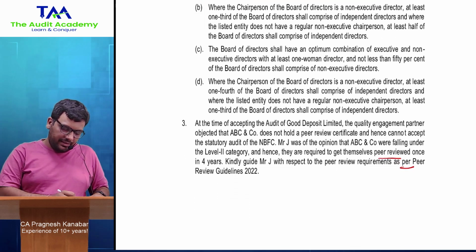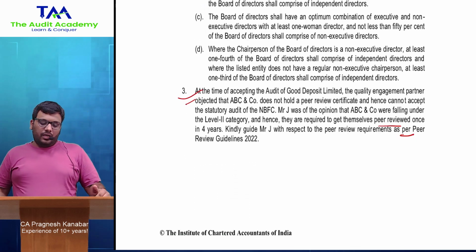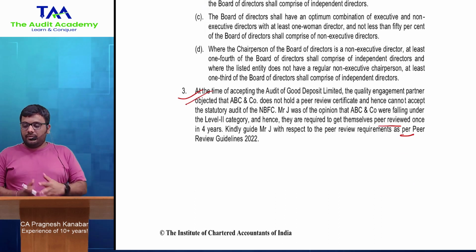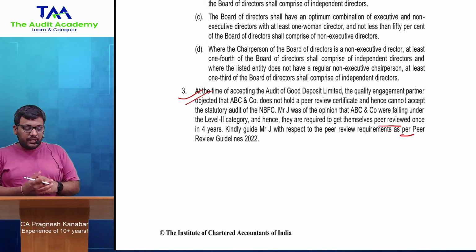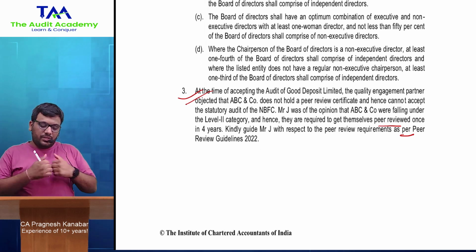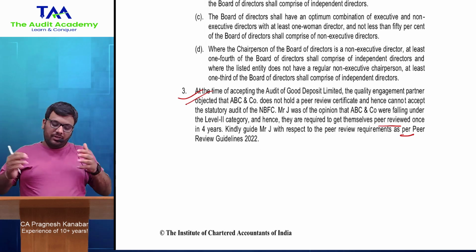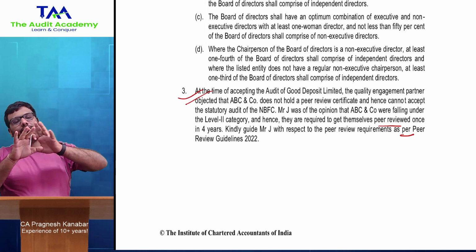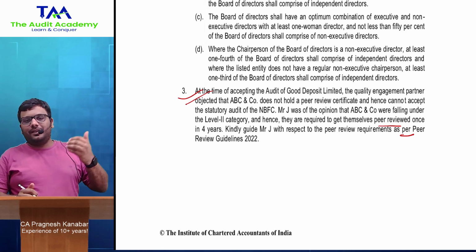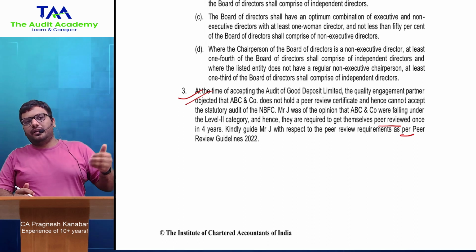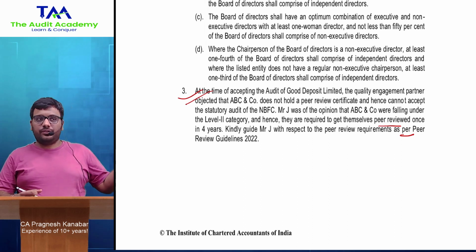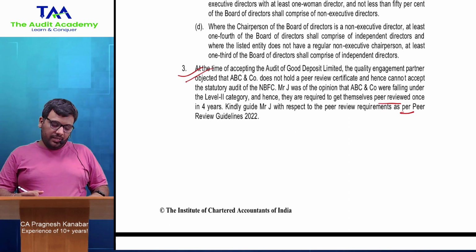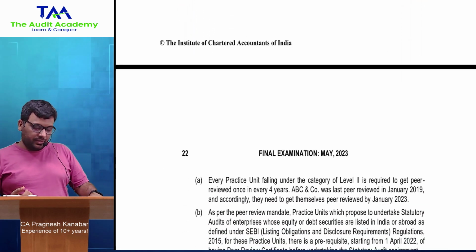At the time of accepting the audit of Good Deposit Limited, the quality engagement partner objected that ABC and company does not hold a peer review certificate and hence cannot accept the statutory audit of NBFC. Mr. J was of the opinion that ABC and company were falling under level 2 category. Oh my god, this level 1, level 2, level 3 is gone now in peer review. So it's very clear that if you want to conduct audit of a listed entity, then you need to ensure that you have a peer review certificate starting 1st April 2022 onwards itself. So this is not acceptable over here.